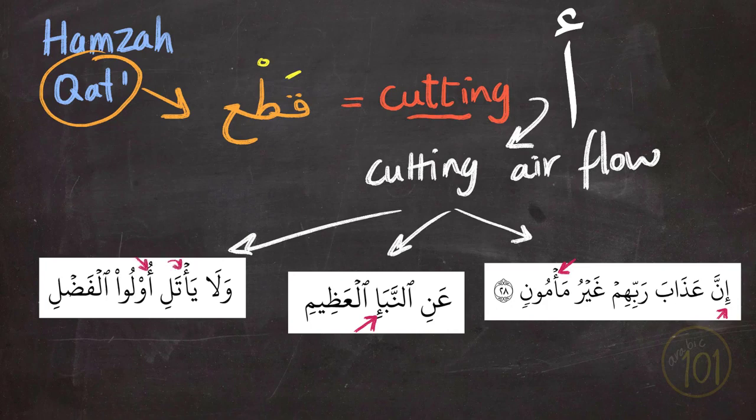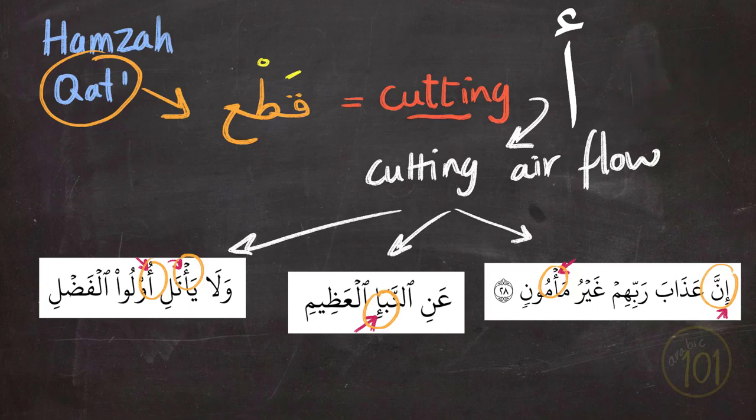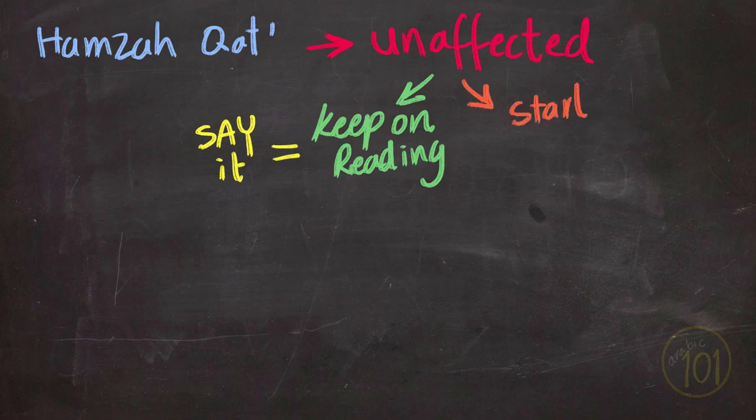So pronouncing Hamzat Qat requires stopping the airflow momentarily, whether at the beginning, in the middle, or at the end of the word. And to master this technique and understand it even more, you should check this video out on how you should properly pronounce the Arabic Hamza. And pronouncing the Hamzat Qat doesn't get affected by anything you do while reading. Whether you stop, start, or keep on reading, you will always pronounce it fully.